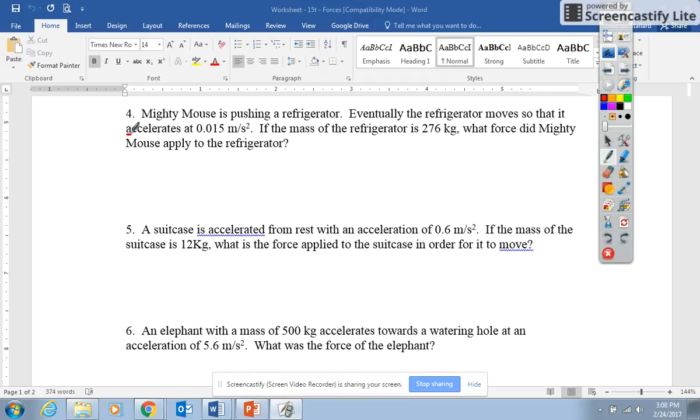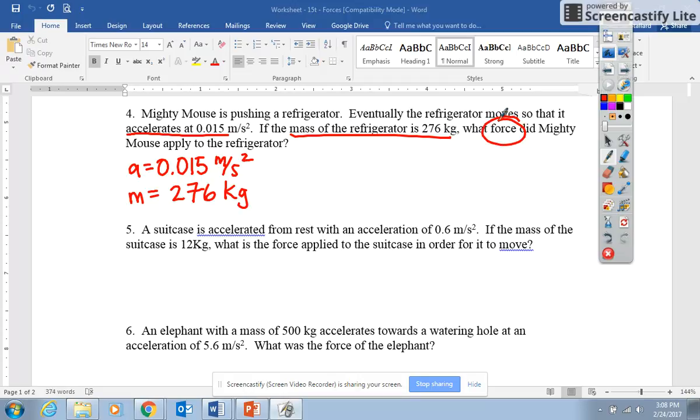All right, so the first thing here tells us that our acceleration is 0.015 meters per second squared. It tells us that our mass is 276 kilograms. That's our next value here, mass. And it asks us to find what is the force. All right, so we know that we're looking for F.